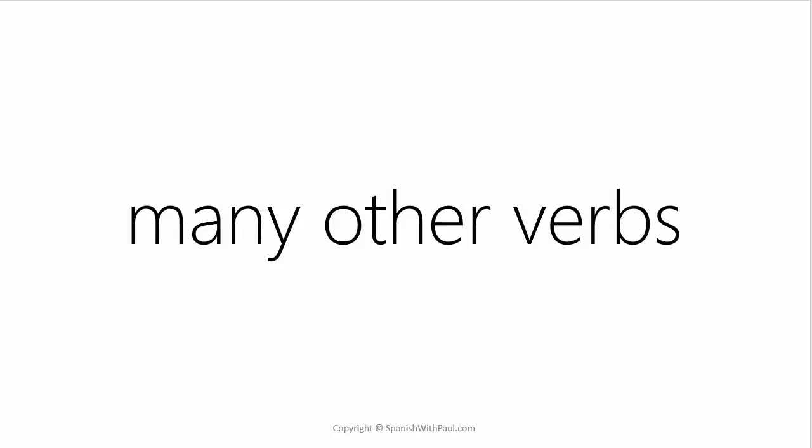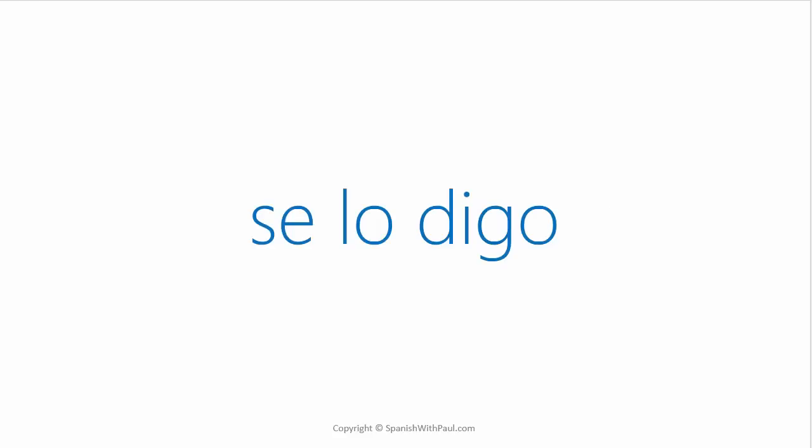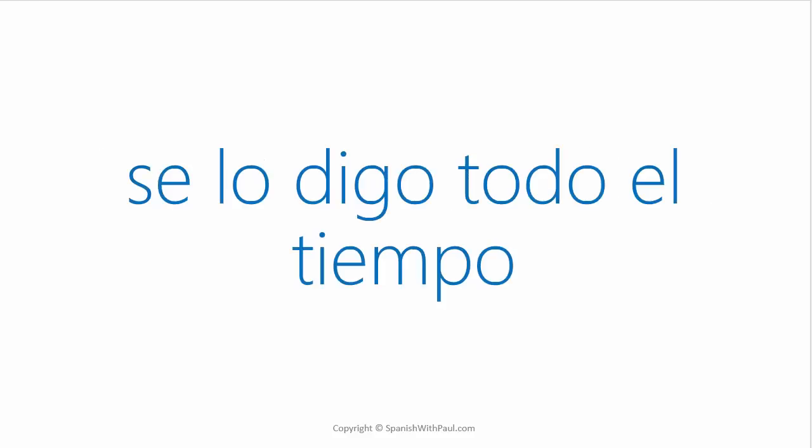There are many other verbs in Spanish that also work well with these double pronouns. For example, to express I say would be digo, digo. And to express I say it would be lo digo, it I say, lo digo. Now again, what we want to do is make the leap into I say it to him. How would you say that in Spanish? Se lo digo. As you can see, the structure remains solid. Se lo digo. How would you say, I say it to her all the time? Se lo digo todo el tiempo.